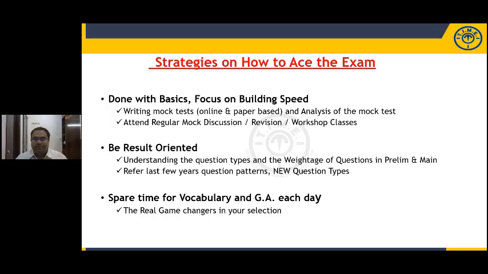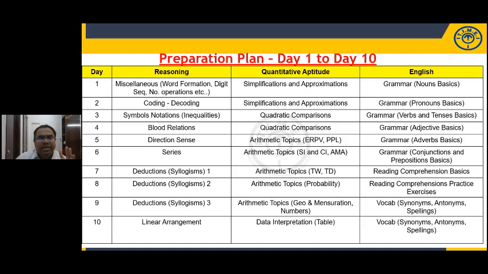You have to be careful. You have to practice more. You have to focus more on those two. Right? These are some general tips. This is the preparation plan. Any questions from your side?